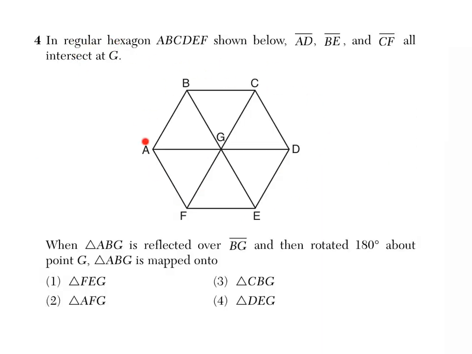It says, in this regular hexagon shown below, all these segments intersect at G. And at the bottom it says, when triangle ABG, which is this triangle right here, is reflected over segment BG, okay, so if it's being reflected over this segment right here, and then rotated 180 degrees about point G, where is ABG, this original triangle, mapped? All right, so if we're starting right here, it's reflected over BG, it's now, ABG is now BCG, so the new triangle is this right here after that reflection. And then if it's rotated 180 degrees, we know that it's simply spun to right here.